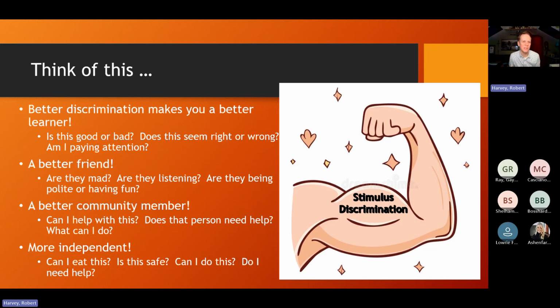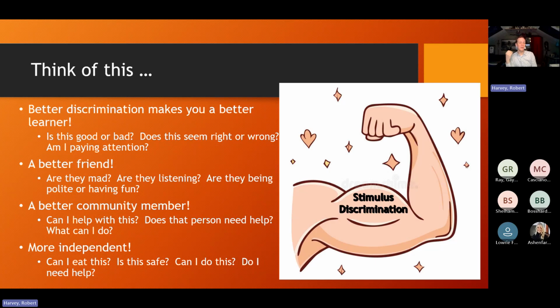Does this feel scary or does this feel spooky? Once you start getting discrimination, then you start getting more discrimination. This learning produces more learning. It's generative. So teaching this stuff ultimately makes you better at a lot of things. It makes you a better friend, right? So knowing when someone is mad, knowing when someone's listening, knowing if they're just being polite or they're actually having fun, knowing when you've annoyed someone or when something's funny, there's that fine line between funny and annoying. That's very important discrimination to have.